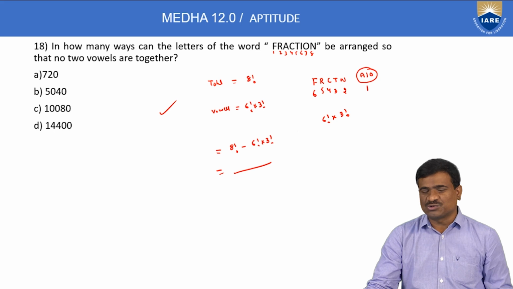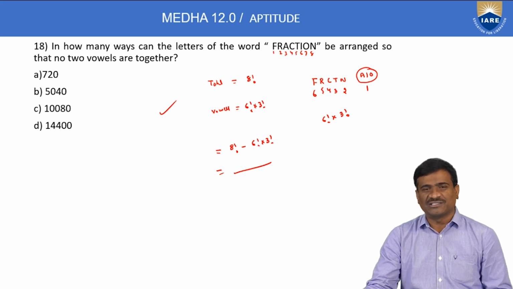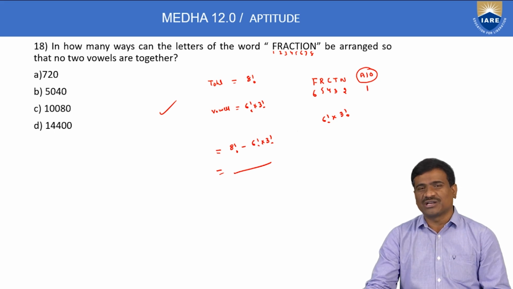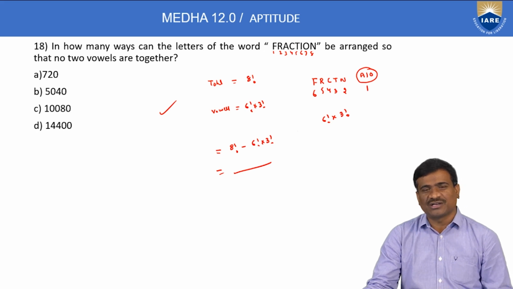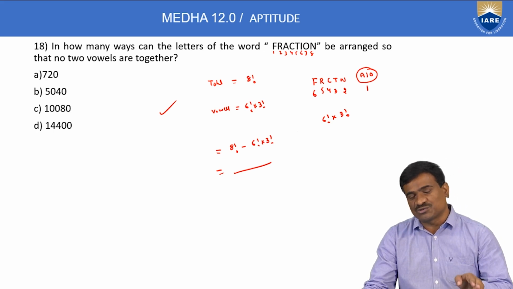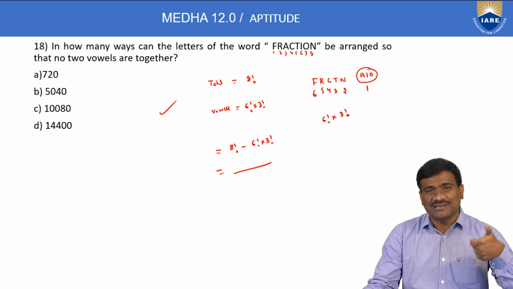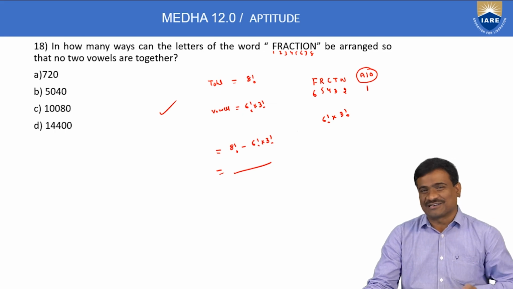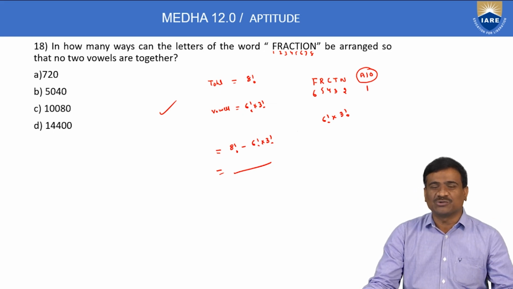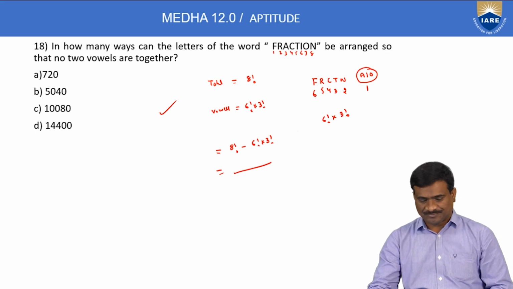Vowels always come together. Total number of arrangements. Vowels do not come together. No two vowels come together. One vowel and one consonant come together. Vowels occupy odd places or even places, etc. These models are important for the permutation concept.